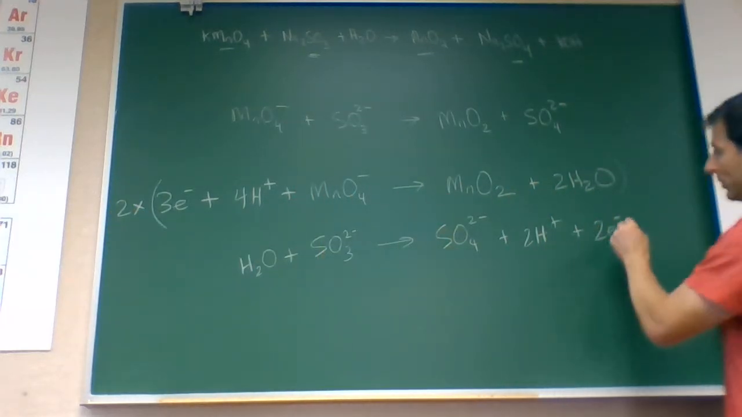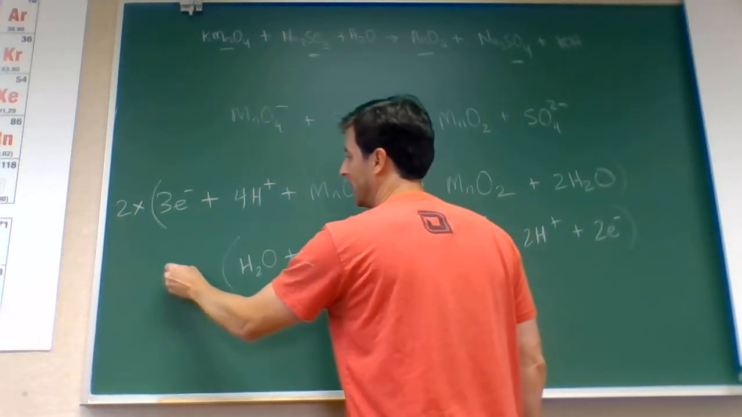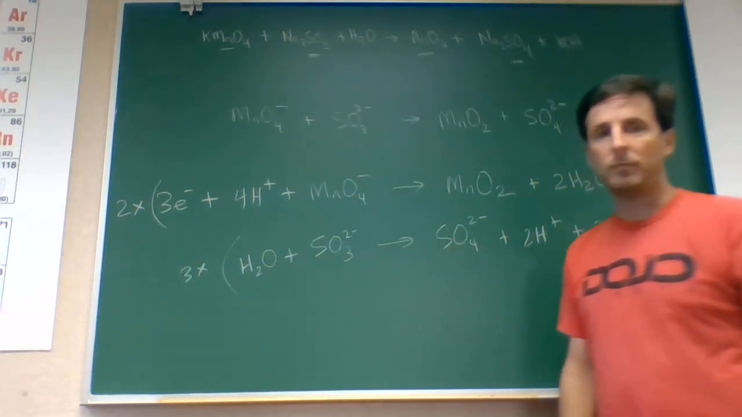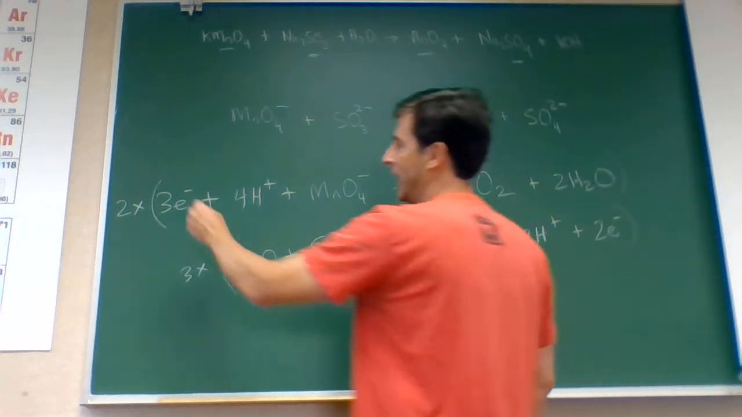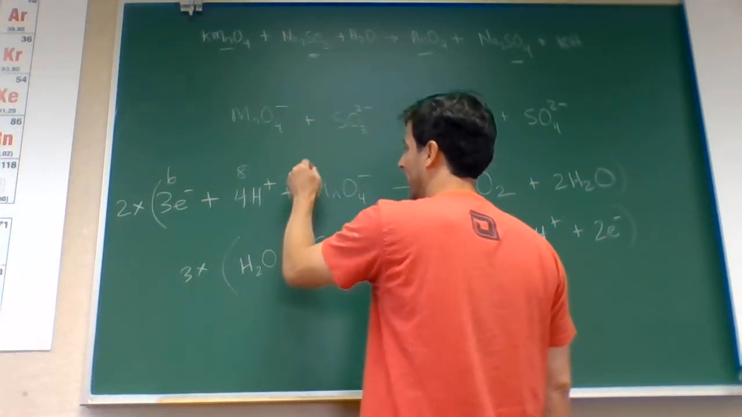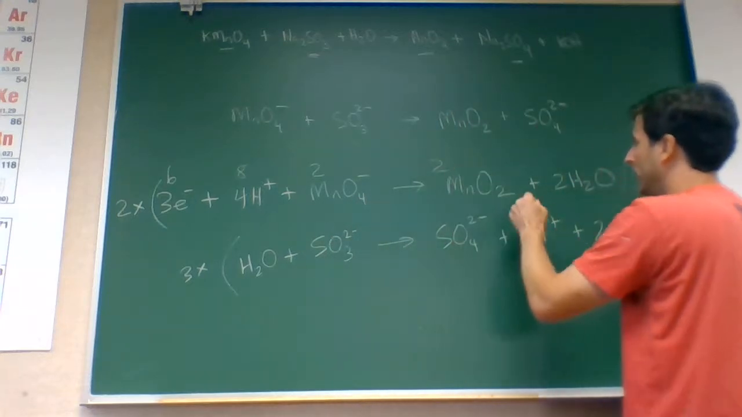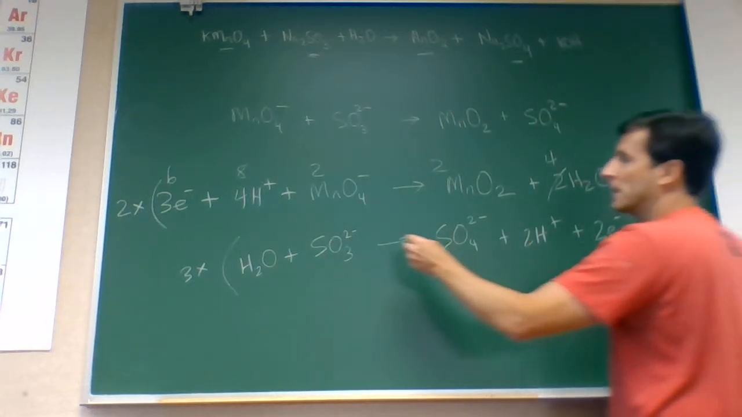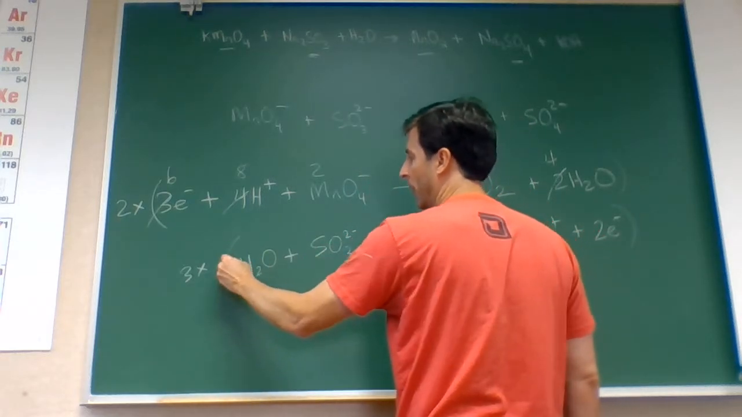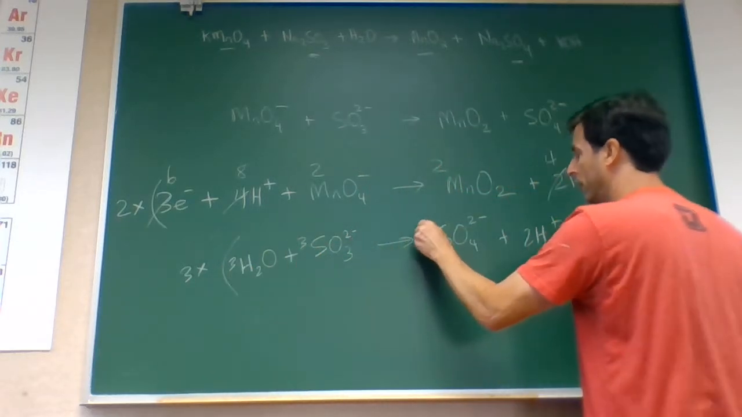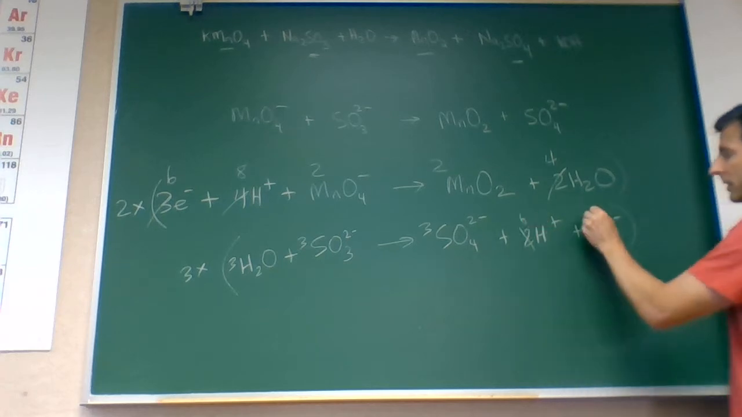Everything in there times 2. And the whole second reaction times 3. Okay? You could rewrite all that to be careful. I'm just going to say there's going to be a 6 here, an 8 here, a 2 here, a 2 here, and a 4 here. And then on this one, it's going to be a 3, a 3, a 3, a 6, and a 6.